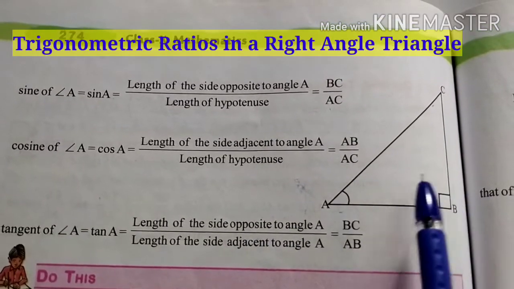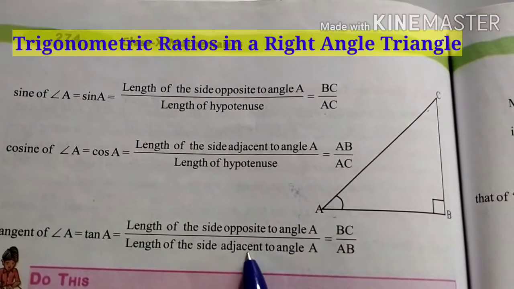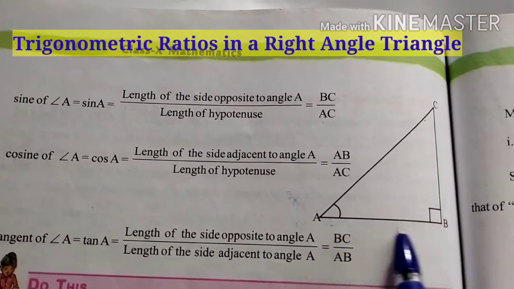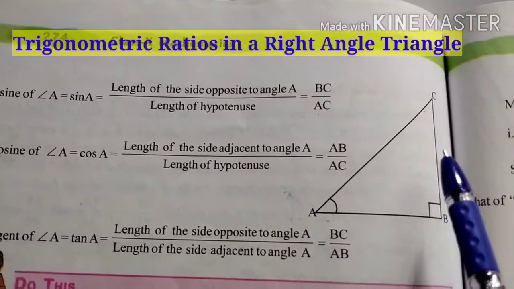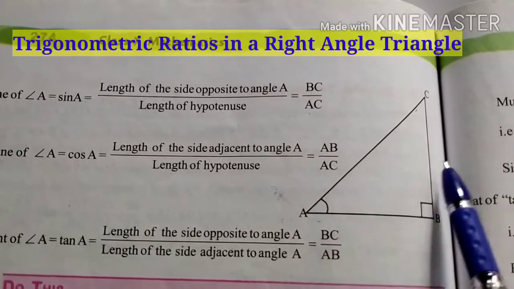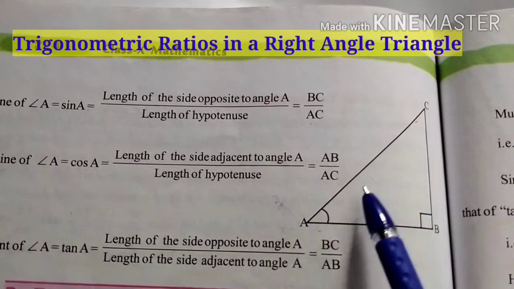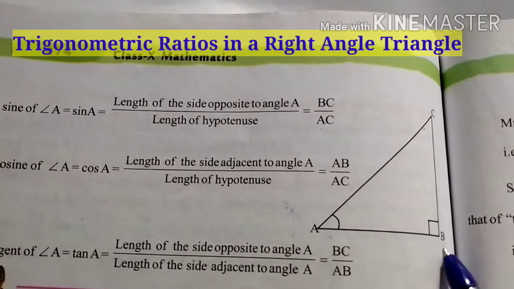What is the length opposite to angle A? BC, by the length of the side adjacent to angle A. The adjacent side is AB only, so that is BC by AB. Just remember: sin A means BC by AC, cos A means AB by AC, and tan A means BC by AB only.